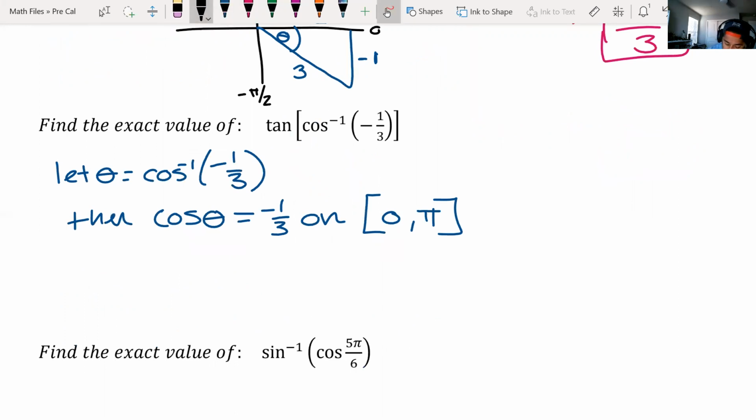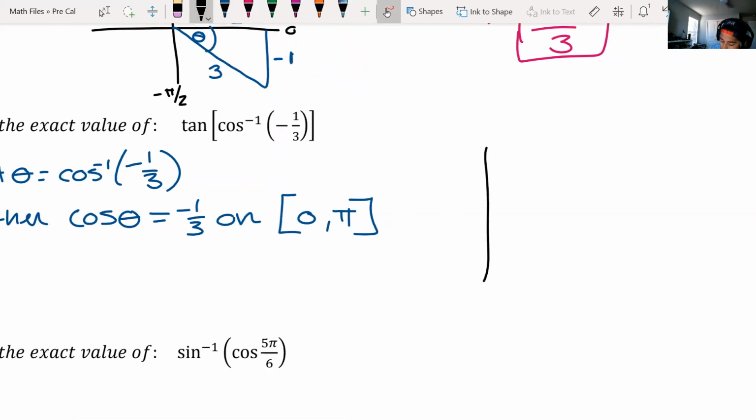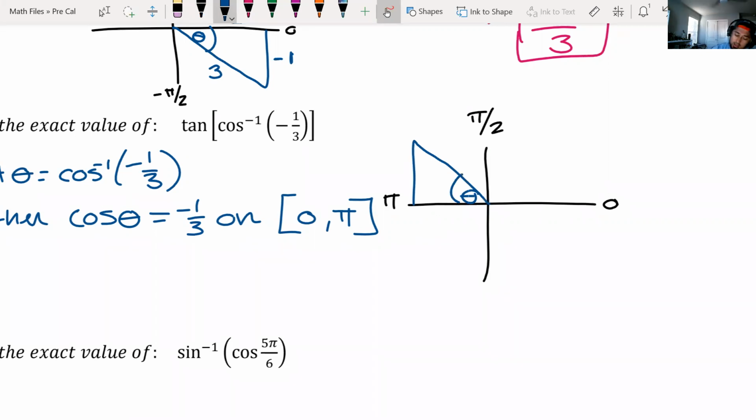Oh, I wrote too big. Oh well. And then here's 0, here's pi over 2. And if cosine is -1/3, are we in quadrant 1 or in quadrant 2? Quadrant 2. There's theta, and cosine is adjacent over hypotenuse. So what would the height be? 2 square root of 2.